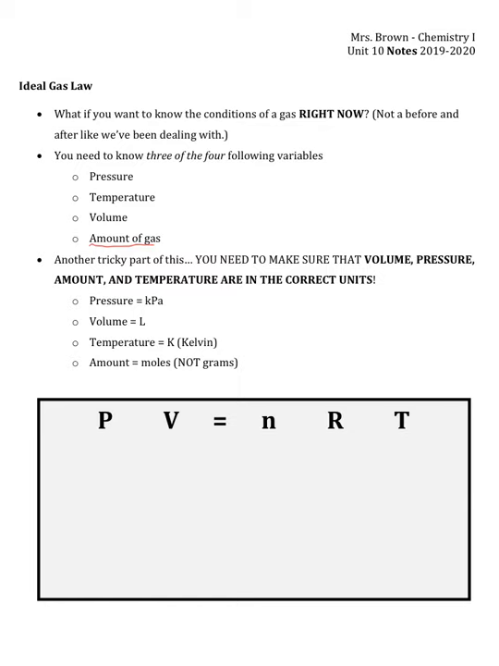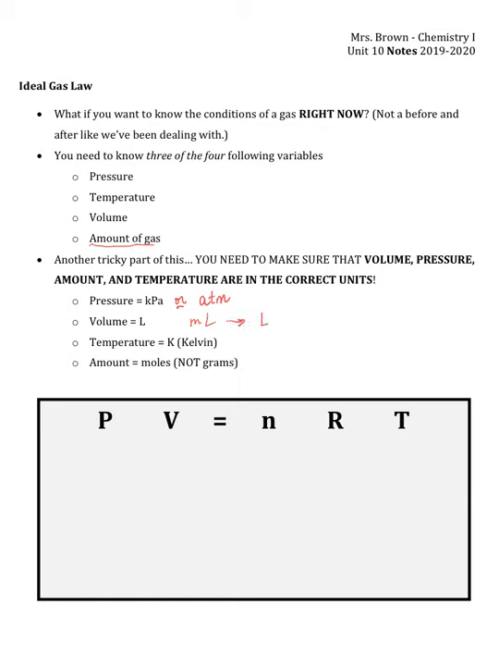Another tricky part of this is you need to make sure that volume, pressure, amount, and temperature are always in correct units. Pressure, we're going to want in kPa, or you're going to be allowed to keep it in atmospheres, but you're going to have to keep this in check, one or the other, so make sure you know which one you have. Volume has to be in liters, so make sure you know that. If you have milliliters, you have to convert it to liters.